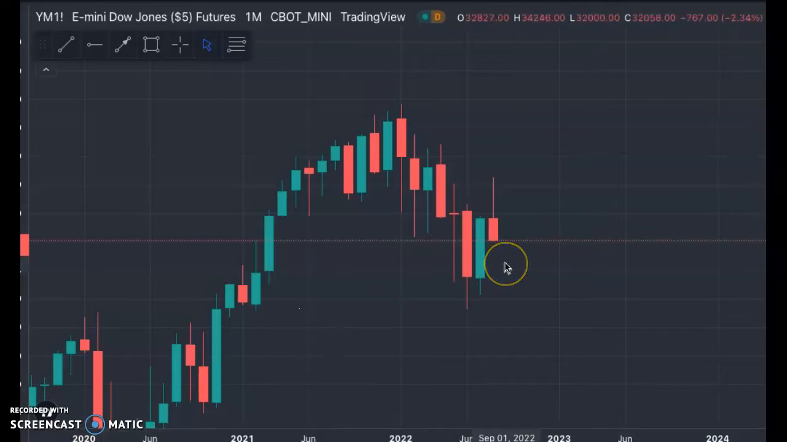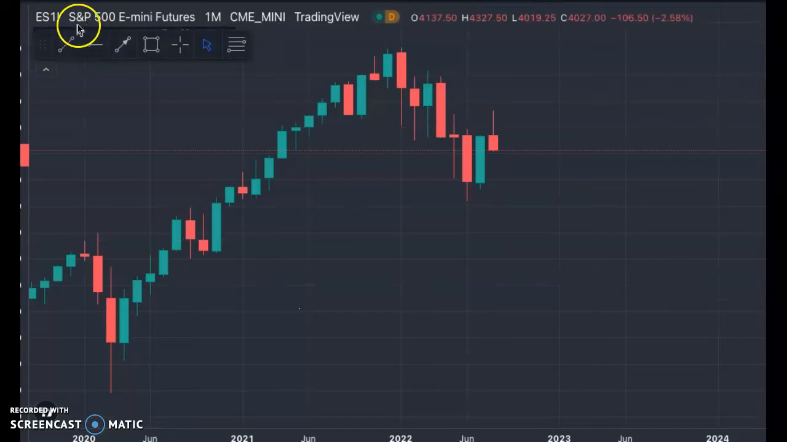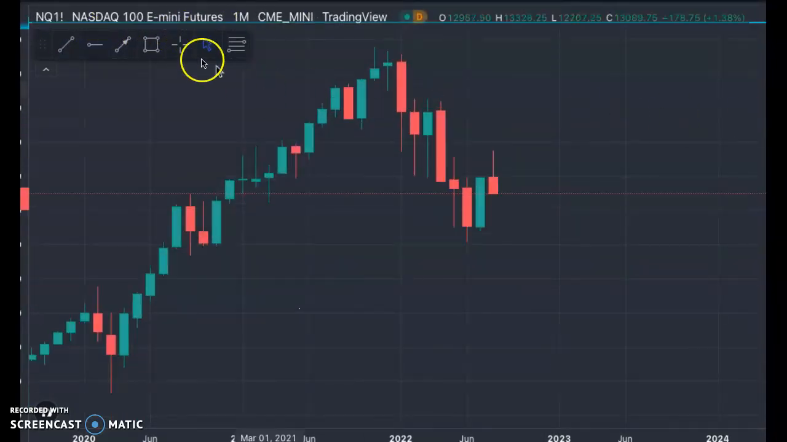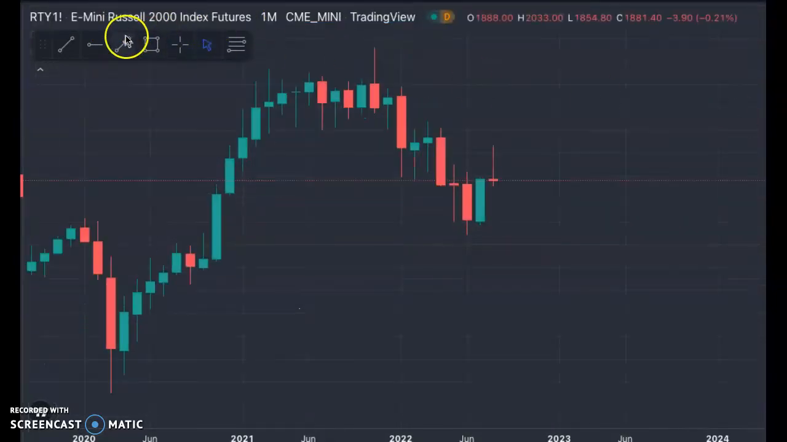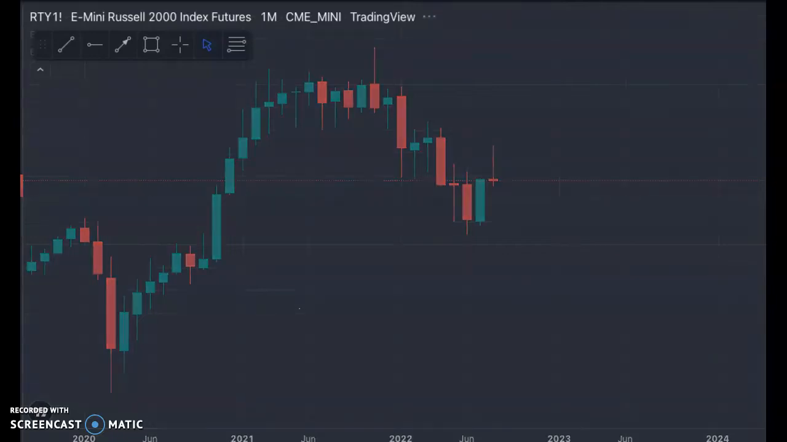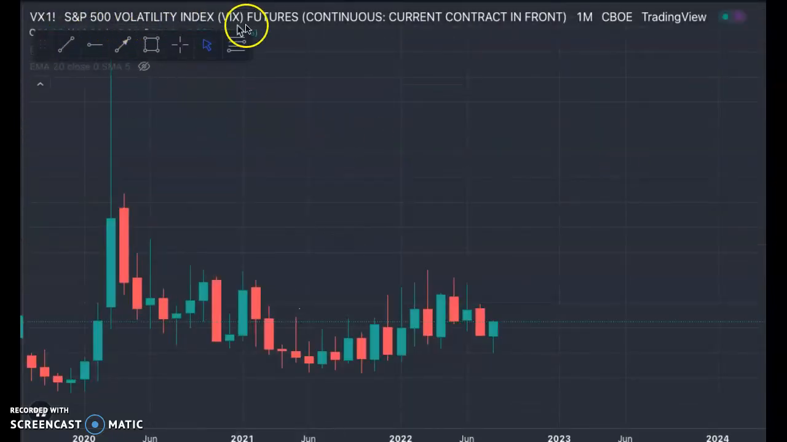By watching and charting these tickers, the major indices, you can see how your underlying stock moves. The first one I chart is YM, E-mini Dow Futures. My second ticker is the ES, S&P 500 Mini Futures. The third one is the NASDAQ 100 Mini Futures. I also use the Russell 2000 E-mini Futures. And finally, in the futures market, I use the VIX Futures.